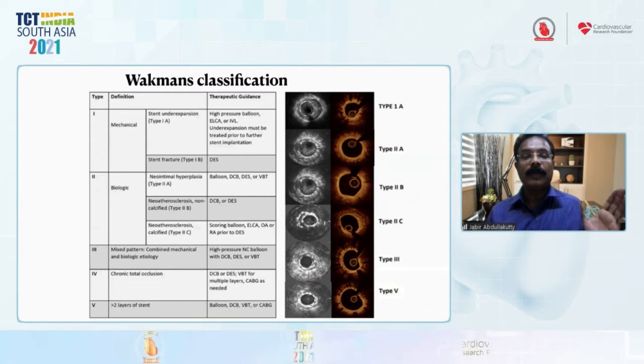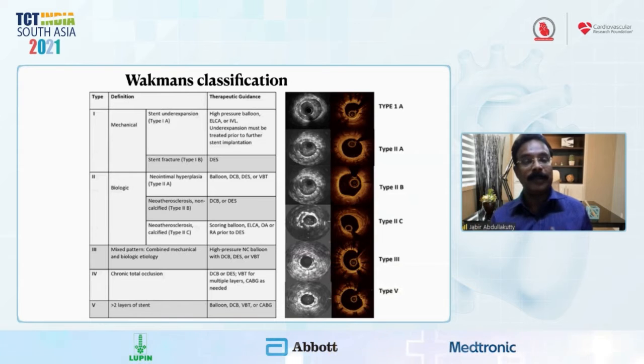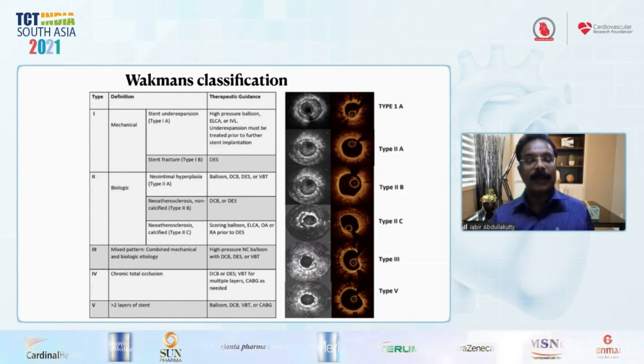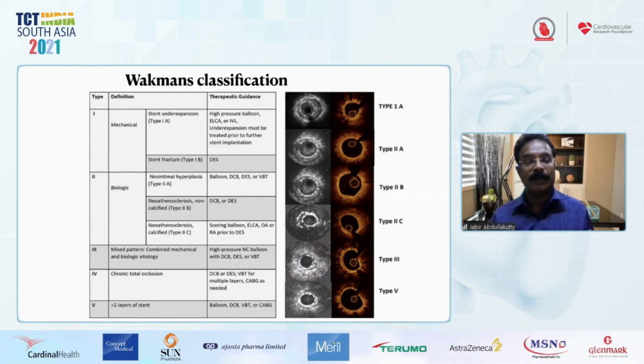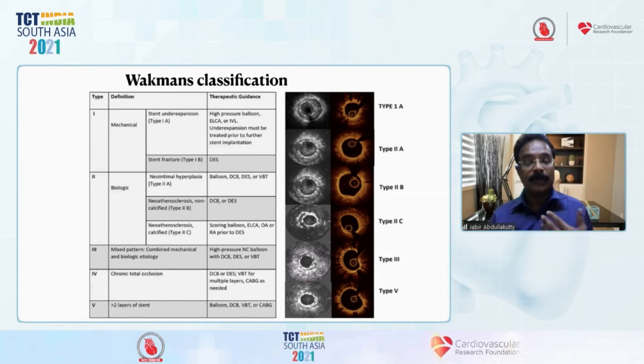Type 1A is stent under-expansion, a mechanical problem producing in-stent restenosis, and type 1B is stent fracture. Type 2 is the biological mechanism producing restenosis. Type 2A is neointimal hyperplasia. Type 2B is non-calcified neoatherosclerosis. Type 2C is calcified neoatherosclerosis. Type 3 is a mixed pattern of biological and mechanical problems. Type 4 is chronic total occlusion. And type 5 is restenosis occurring in DES with more than 2 layers of stent.